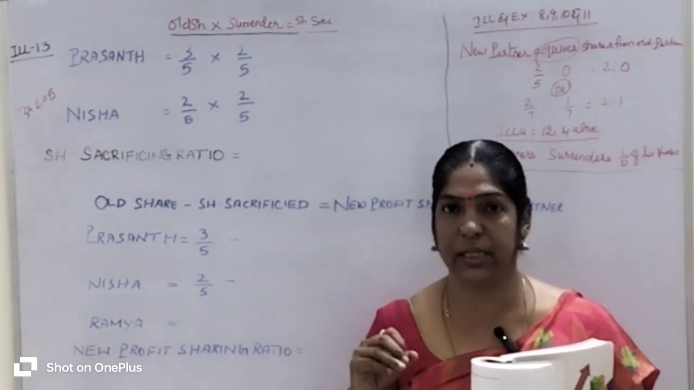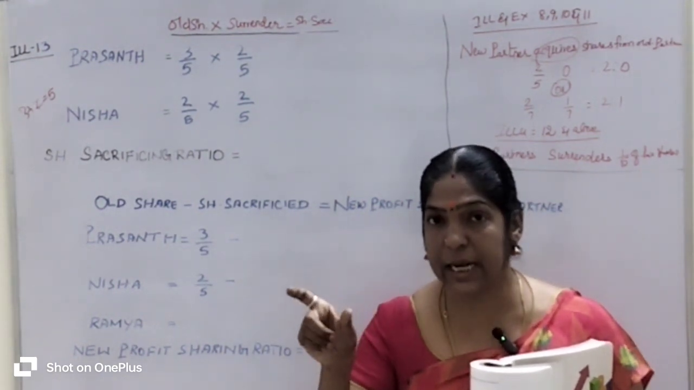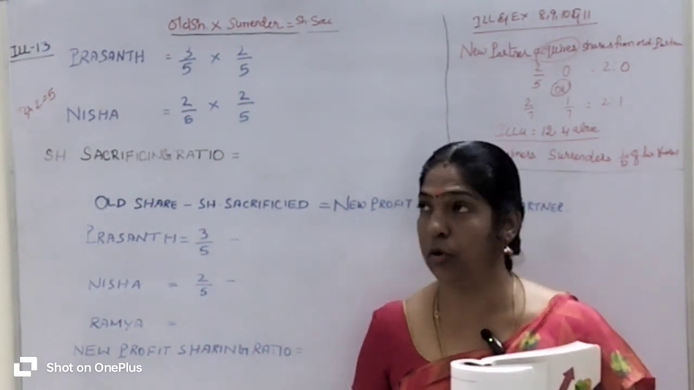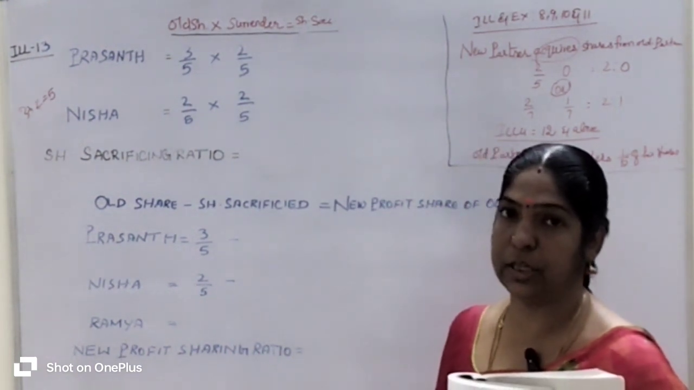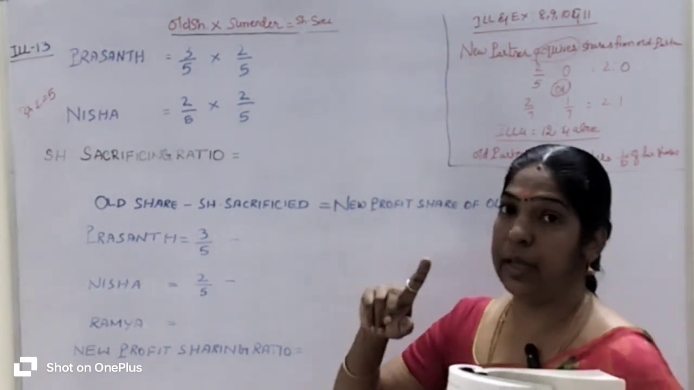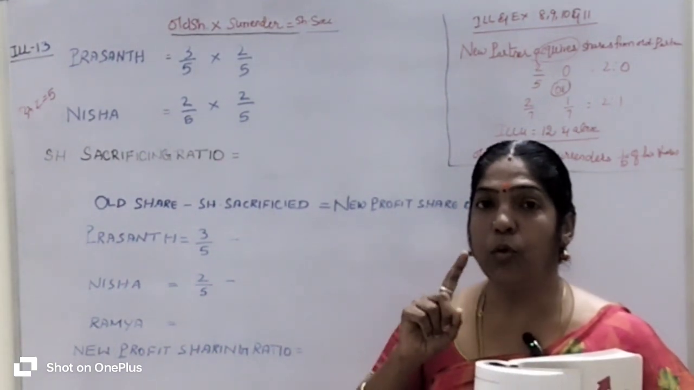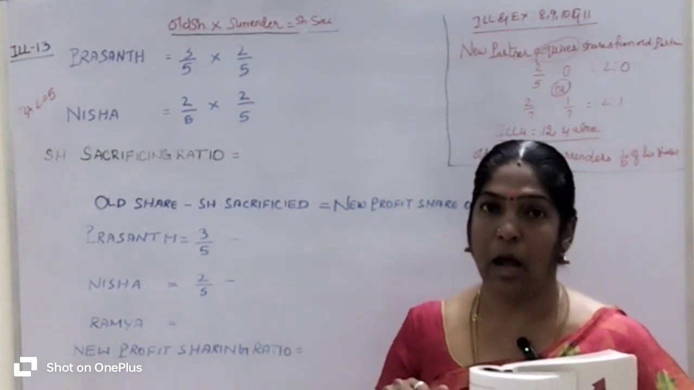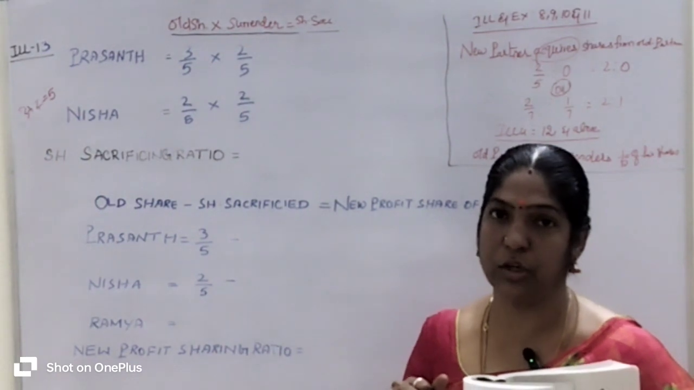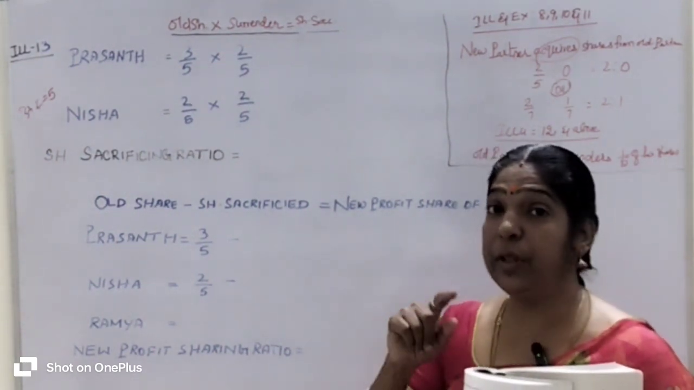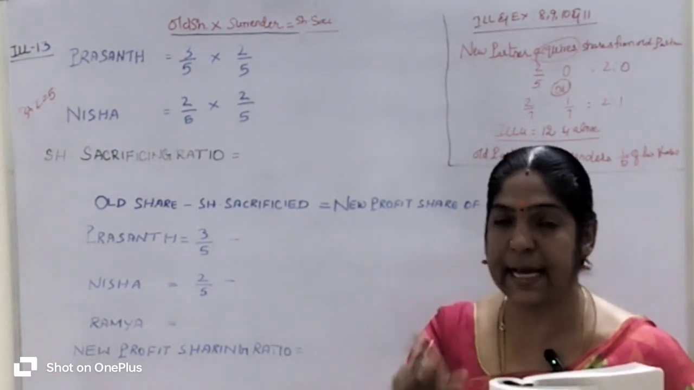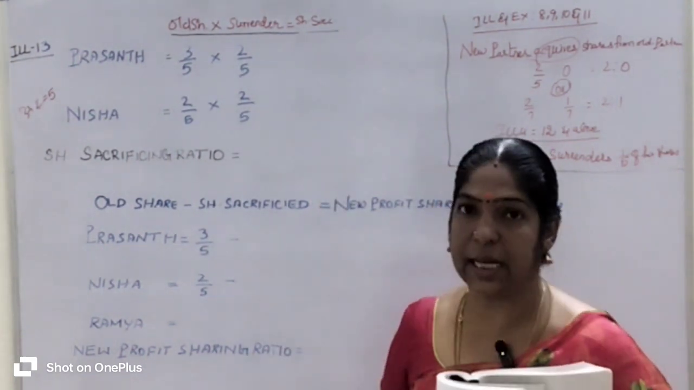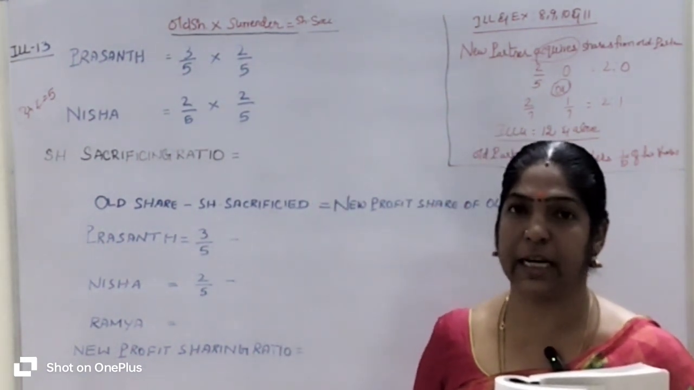First, we have to find out the share sacrificing ratio. From that share sacrificing ratio only, we can find out the new profit sharing ratio. So, we are going to find out the share sacrificing ratio. Listen, if they have given in the question that old partners surrender their share in favor of new partner, how can you find out share sacrificing ratio? It's very simple. If the question uses the word surrender, you have to multiply old share into surrender share. You will get share sacrificing ratio.